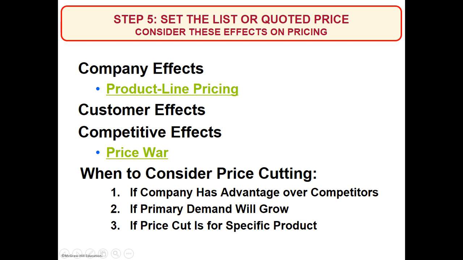There is a customer effect as well. And there's a competitive effect as well. Okay? Like a price war. Several competitors get into a war by cutting prices to gain market share. So when do you consider price cutting? If your company has an advantage over competitors, you might, right? If primary demand will grow, you might do that. Or if the price cut is for a specific product, you might do price cutting.